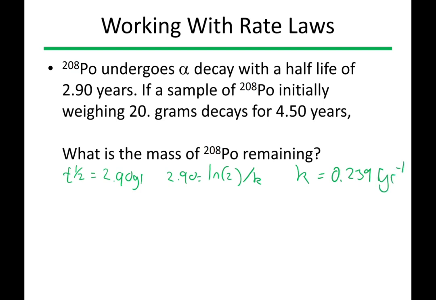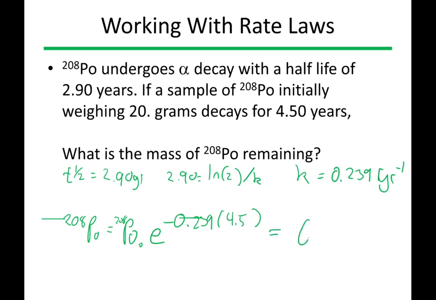And so the amount of polonium that we have is going to be equal to the initial amount times e to the negative k, 0.239, times the time, and the time is 4.5 years. And so if we plug all of that in, we get 6.82 grams.